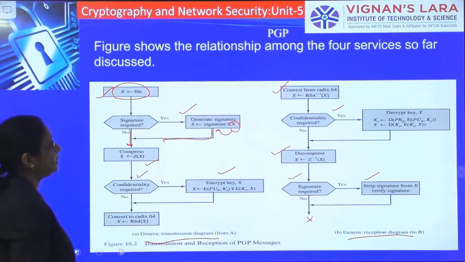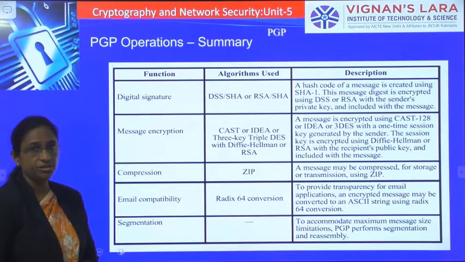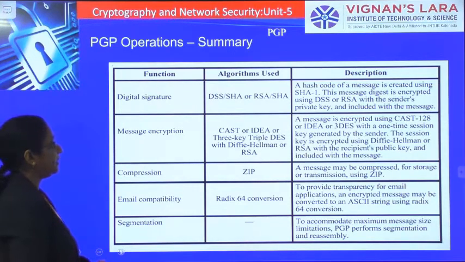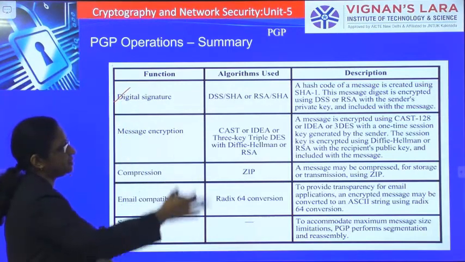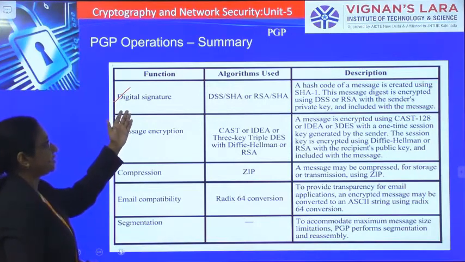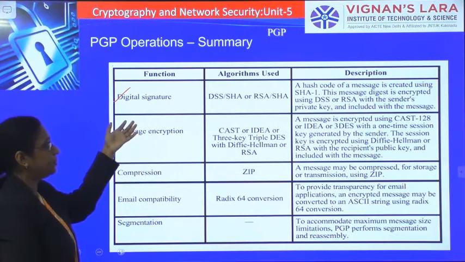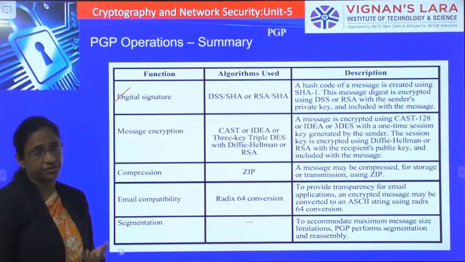Okay, so these are the relationships among the 4 services of PGP. This is a summary of your PGP operations. The first function is your digital signature. This is the overall summary that we have studied so far. So digital signature is for authentication purposes, to generate and verify the signature for authenticating.